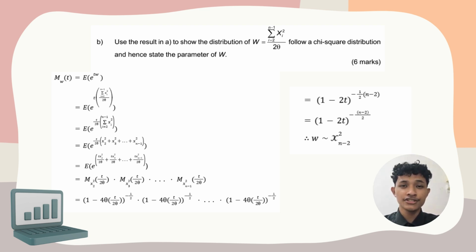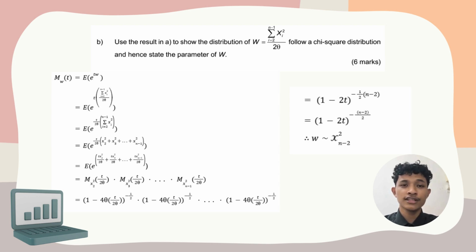Therefore, we can change it to a moment generating function. From the result in question A, we already know the MGF of each squared normal random variable, that is 1 minus 4 theta t, and we substitute t with t over 2 theta, to the power of negative 1 over 2.